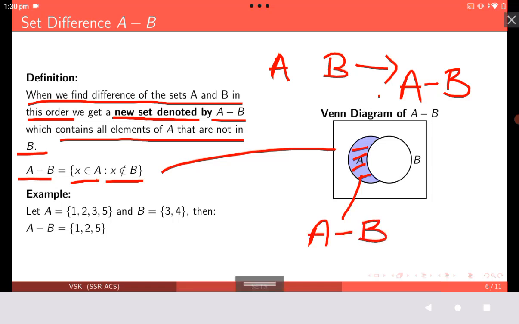For example, if A is equal to {1, 2, 3, 5} and B is equal to {3, 4}, then what is A minus B? We have to identify those elements of A which are not in B. So 1 is in A but not in B, 2 is in A but not in B, and 5 is in A but not in B. So A minus B is {1, 2, 5}.